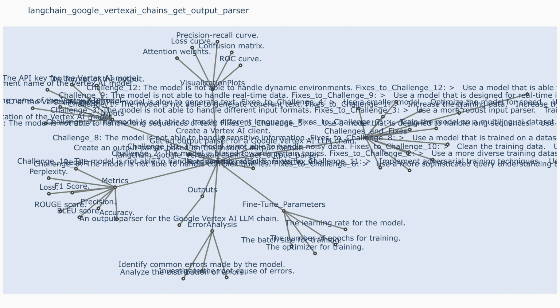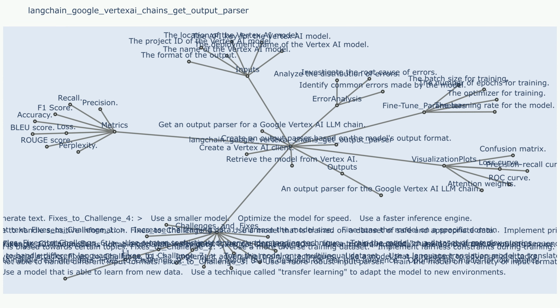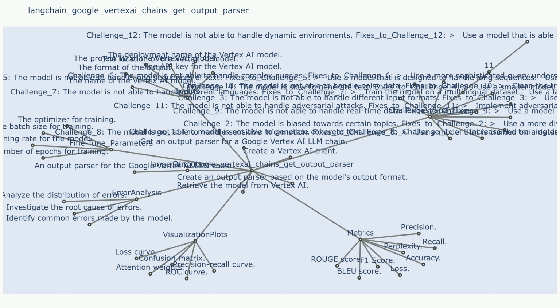YAML. Langchain Google Vertex chains get output parser. Description: the get-output parser method is responsible for extracting and formatting the output of a Vertex AI model into a structured format suitable for further processing or analysis. This method is designed to work seamlessly with Langchain chains, enabling users to efficiently handle model responses and integrate them with other parts of their workflows.